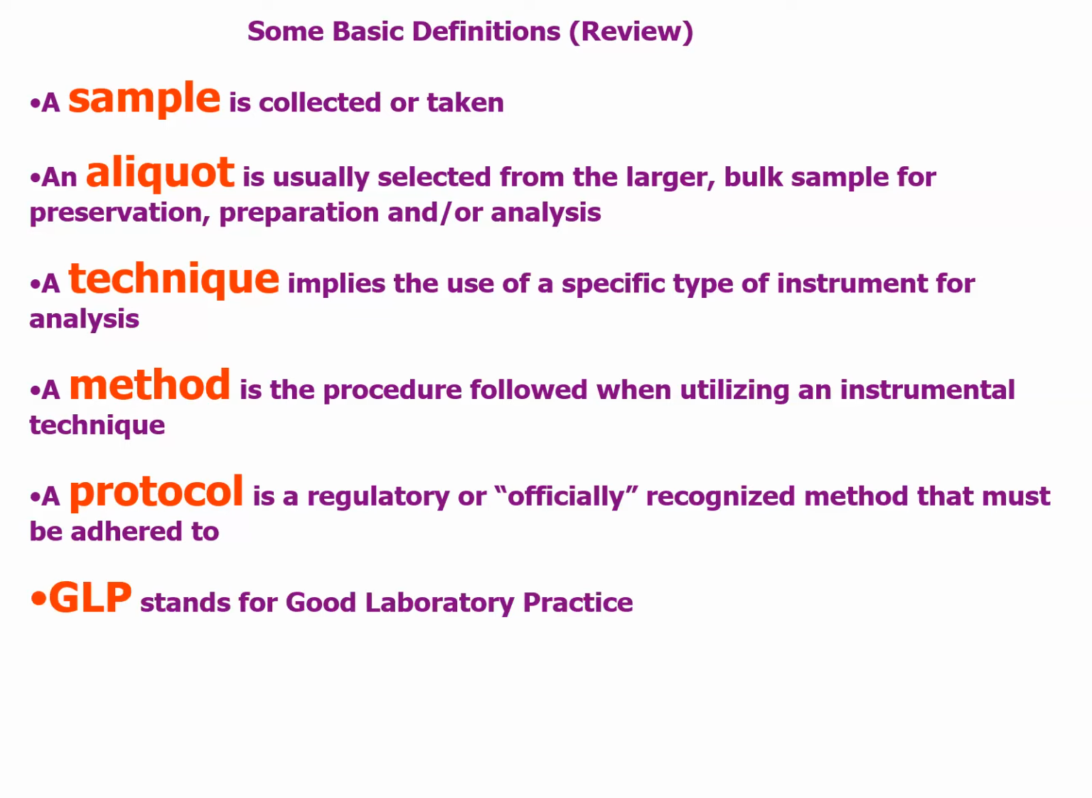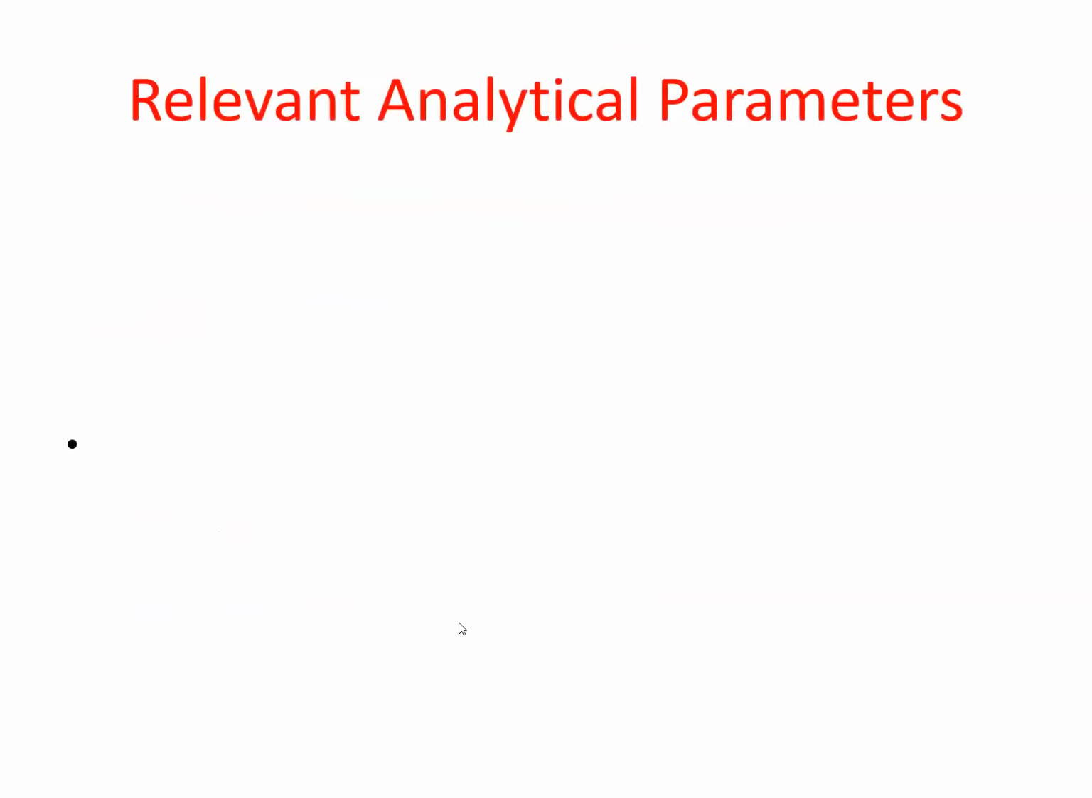Now, let's make some definitions here, which you might be faced with later. GLP stands for good laboratory practice, and the other term is GMP, which stands for good manufacturing practice. These are basic definitions: when you talk about analysis in the lab, it's a sample, an aliquot, a technique that you're going to use, the method which is associated with the procedure, or the protocol that you're going to follow.